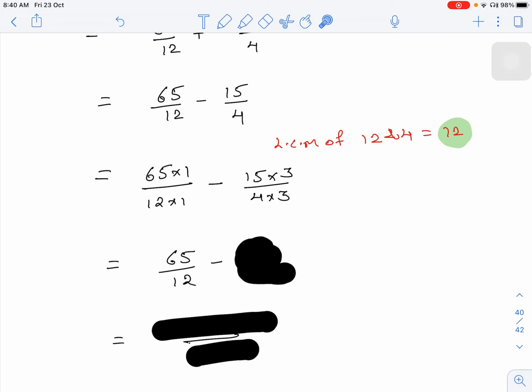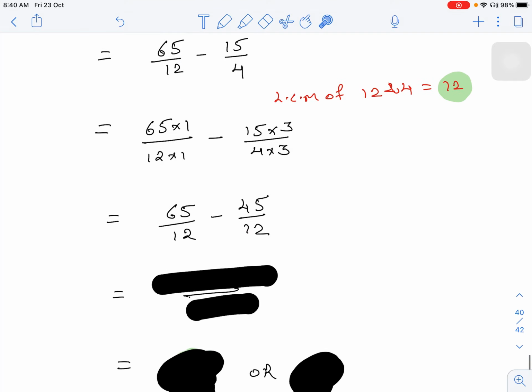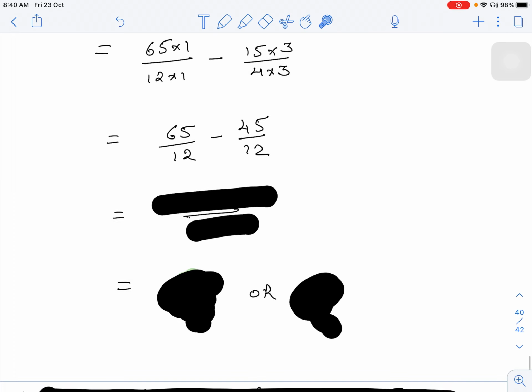Now here let us see what we get. 15 threes are 45 and 4 threes are 12. Now both the numbers have the same denominator, so we will write it only once. Okay. So in the next step you will get 65 minus 45.